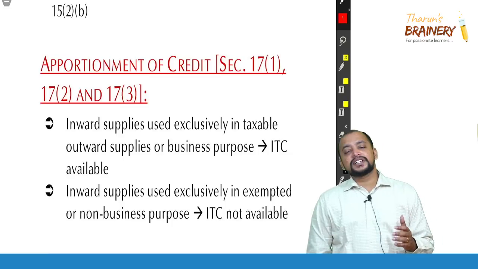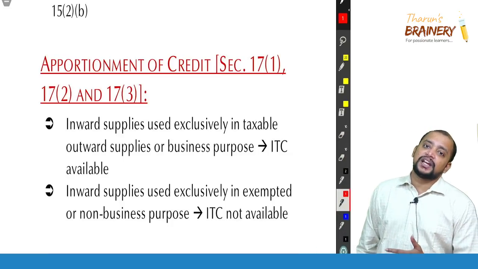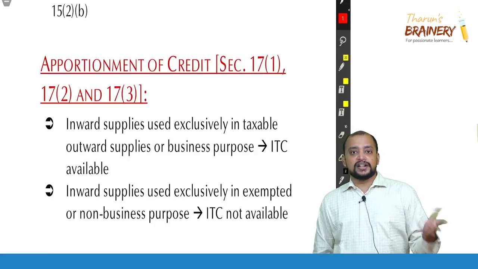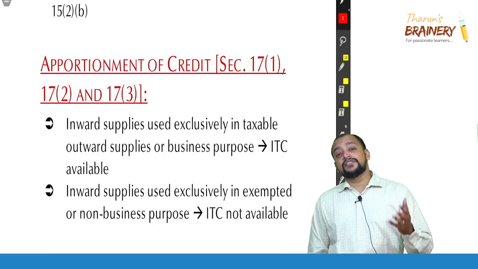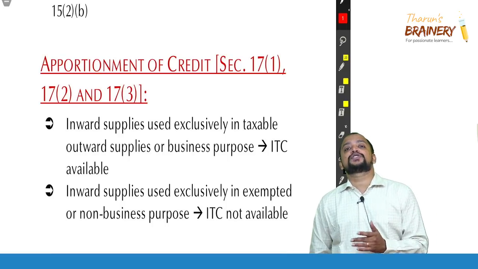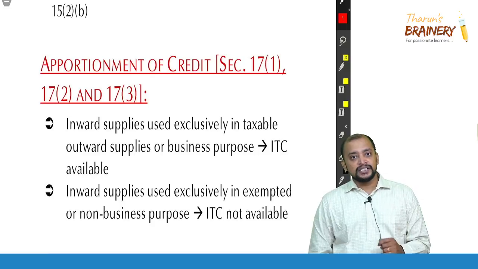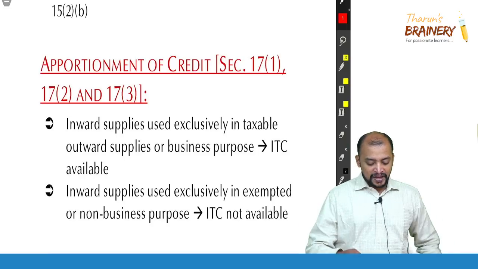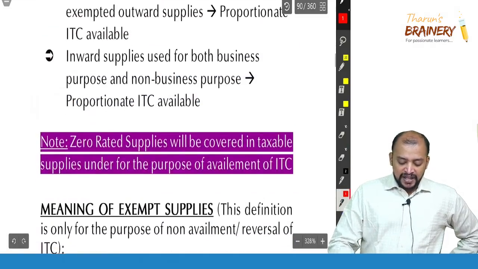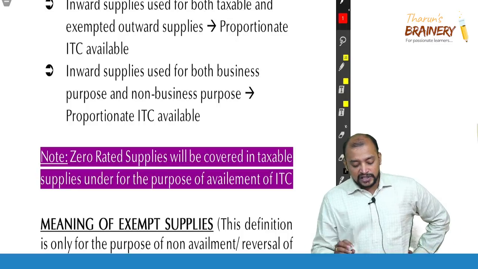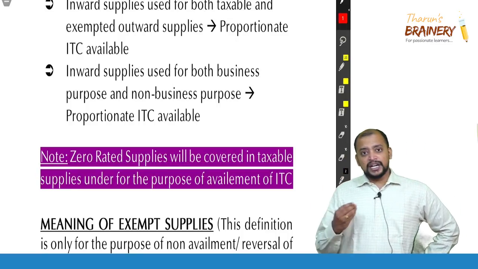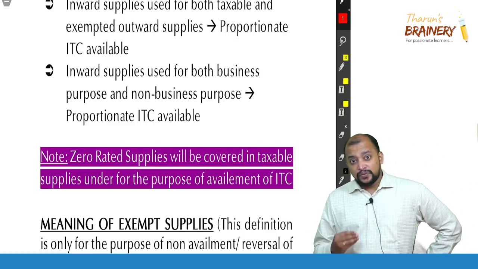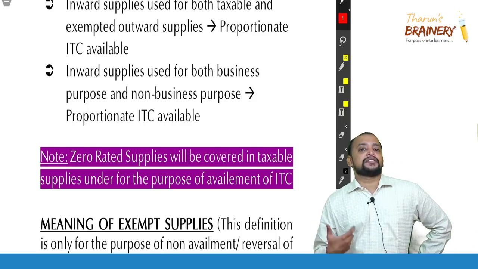Same way, when inward supplies are fully used for taxable outward supply, we can take the credit. When inward supplies are used for exempted supplies, we cannot take the credit, fully. What if inward supplies are partly used for taxable and partly used for exempted? Proportionate credit we can take. This is given in 17 subsection 1 and 17 subsection 2. And thereafter, 17 subsection 3 deals with the meaning of exempted supplies. Here you need to understand that zero rated supplies will be treated as taxable supplies for the purpose of availment of ITC.